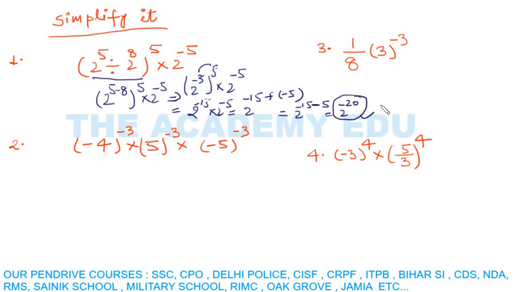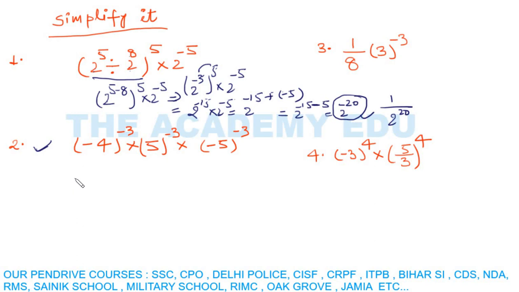You can also write it like this, since the power is minus, so 1 upon 2 raised to the power 20. If there is a minus in the power, you can change numerator into denominator and denominator into numerator, like this one. Now try to solve question number 2 on your own. Pause the video and try to solve it.